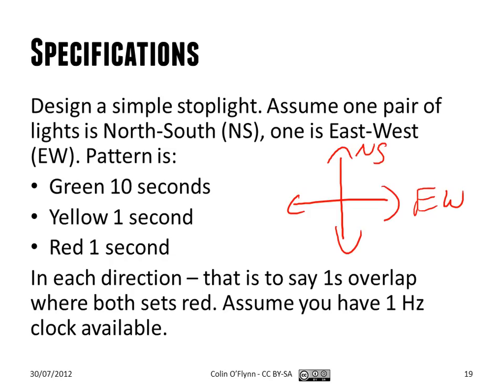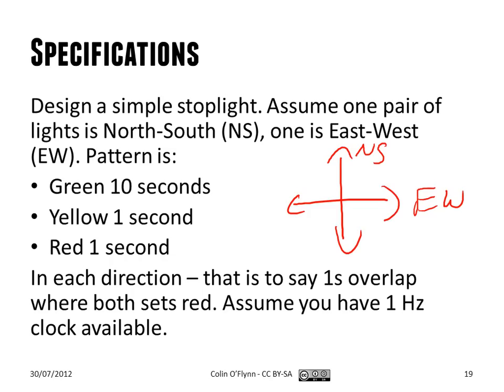So here's sort of what the end result should look like. You can see it goes green for a while, and then it should go yellow for a second before red, and then the next set goes. So it goes green for 10-ish seconds, then it'll go yellow, then red, and then the top direction will go again. So that's all handled by a simple state machine.